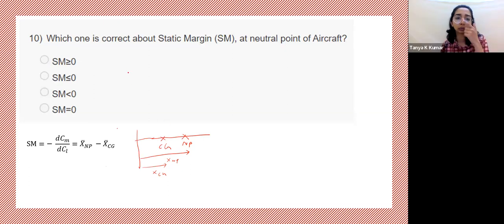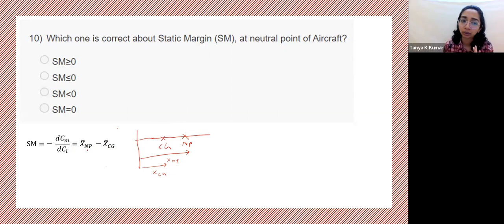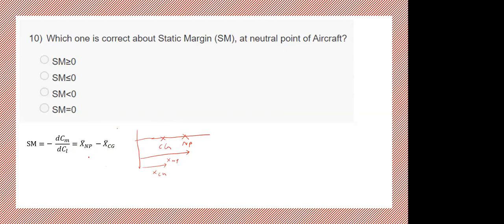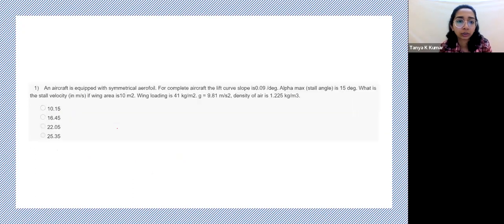So the question here is, which one is correct about the static margin if your CG is at neutral point? If your CG and neutral point are the same, what will static margin be? Equal to 0. Exactly. It is 0. Correct. Okay, now we move on to questions of assignment 2.